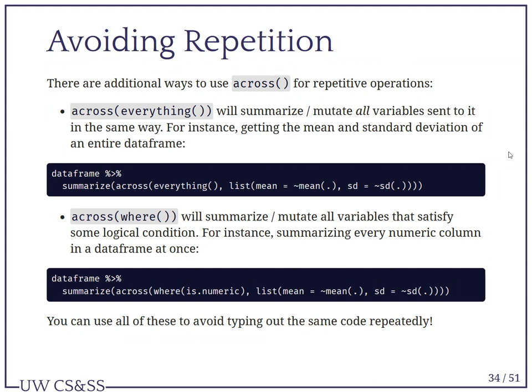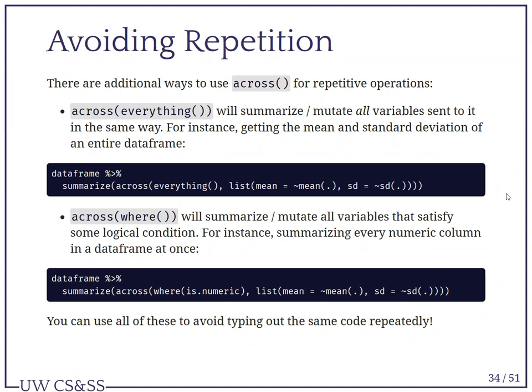So another way we can avoid repetition is to use across for other repetitive operations. So we could say across everything, big shouts. We can say across everything, which will summarize and mutate all variables sent to it in the same way. For instance, getting the mean and standard deviation of an entire data frame. So you could say, take this data frame and then summarize across everything, and then take the mean and standard deviation of that within a list. Note that it'll kick back an error if you have a character variable in there or something. But if you have all numbers, then it will just go.